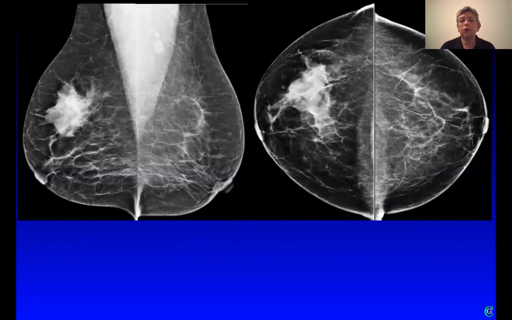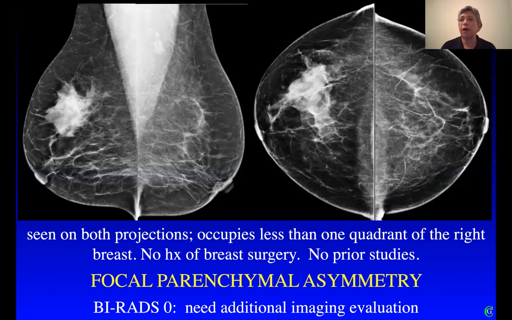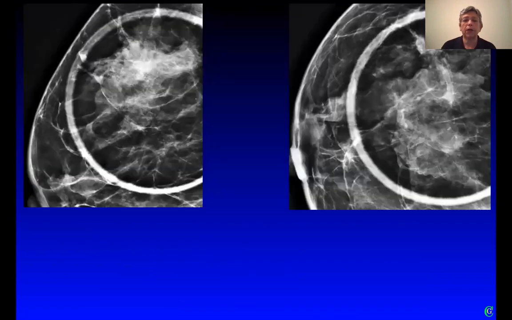On the routine views, you could actually wonder if there is an underlying mass in this area. This is a patient who has no history of breast surgery, but we have no prior studies. So she becomes a BI-RADS 0. We need additional imaging evaluation.